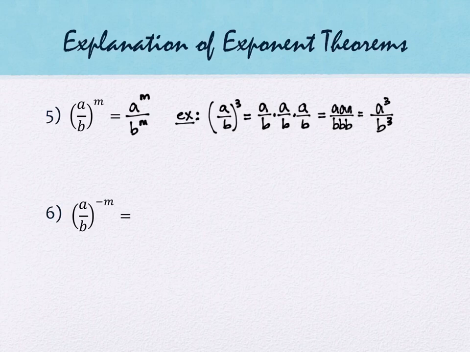So the sixth one is a negative exponent. And so negative exponents flip fractions. It's a reciprocal notation. So the fraction flips upside down, b over a. I'll do an in-between step. That's what makes the exponent positive. And then it becomes the same as property number 5 above it, and I distribute the m, so b to the m over a to the m.